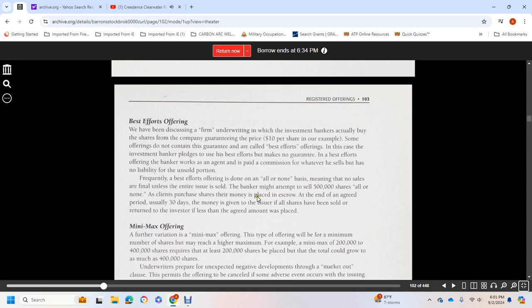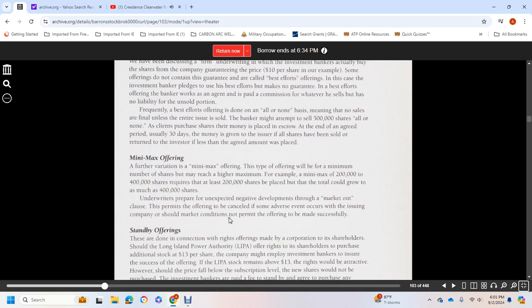As each client purchases shares, the money is placed in escrow. At the end of the agreed period, usually 30 days, the money is given to the issuer if all the shares have been sold, and returned to the investor if less than the agreed amount was placed. Minimum and maximum offering is a further variation. In this type of offering, a minimum number of shares must be sold, and the offering may reach a higher maximum. For example, a minimum maximum of 200,000 to 400,000 shares requires at least 200,000 shares placed, and the total could grow to a maximum of 400,000 shares.